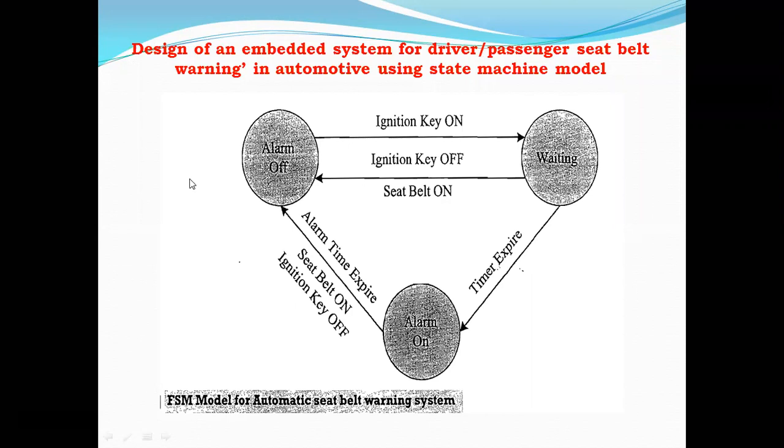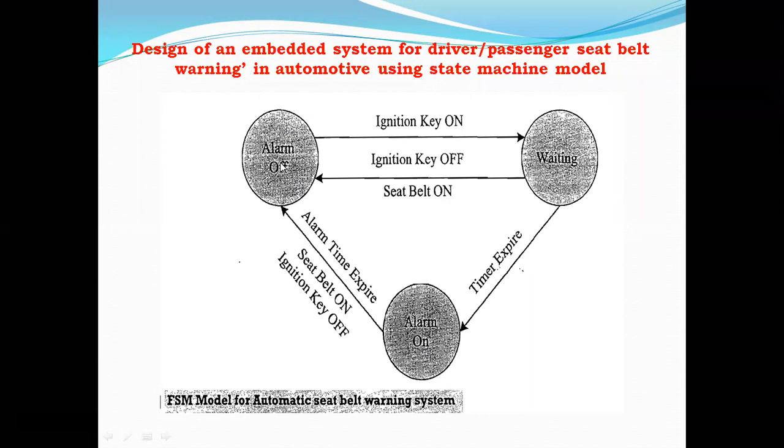So what is this passenger seat belt warning? When you get inside the car, nowadays you know that if you don't wear a seat belt in metro cities, there will be a fine, right? So it is always better to wear a seat belt when you drive, to avoid accidents. This is also event driven. Automatically when you enter the car, if you don't wear the seat belt, it will give you an alarm. So how can you represent that model using a finite state machine? There are three states: one is alarm off, one is waiting, one is alarm on.